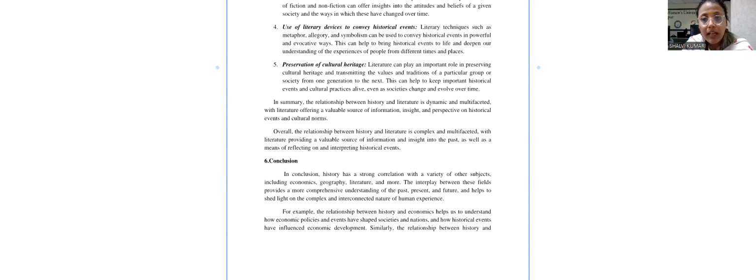In conclusion, history has a strong correlation with a variety of other subjects, including economics, geography, literature, and more. This interplay between these fields provides a more comprehensive understanding of the past, present, and the future, and helps to shed light on the complex and interconnected nature of human experience. For example, the relationship between history and economics helps us to understand how economic policies and events have shaped societies and nations, and how historical events have influenced economic development.